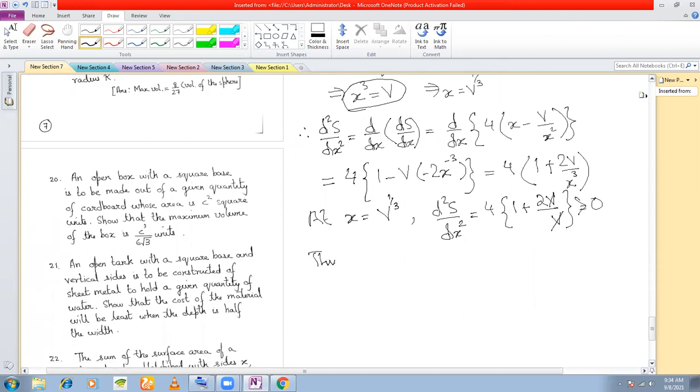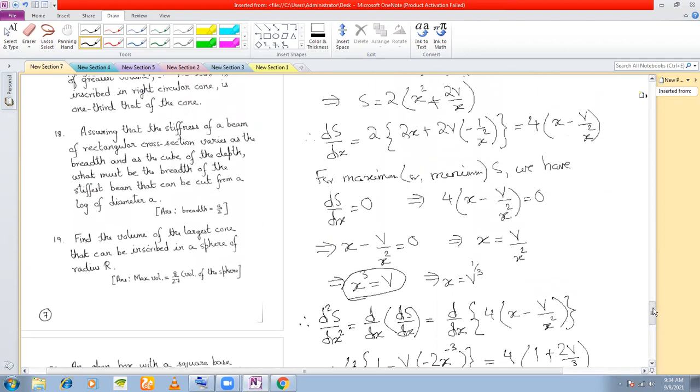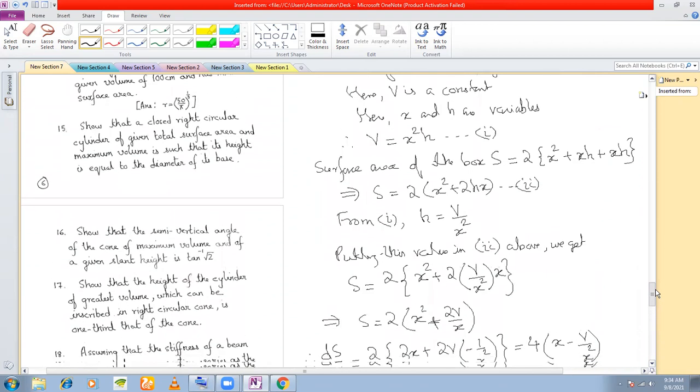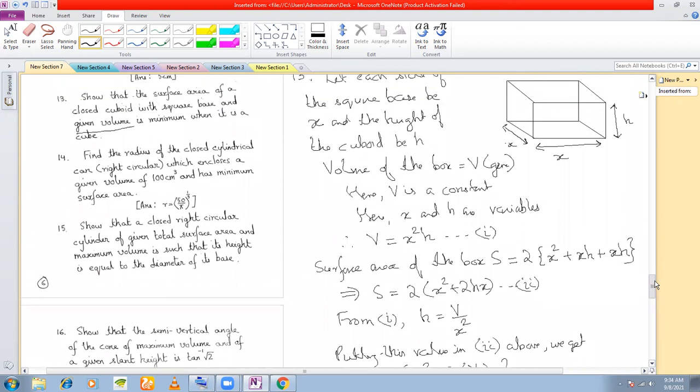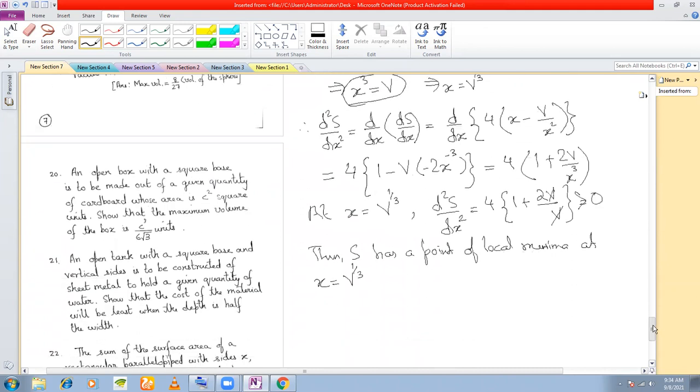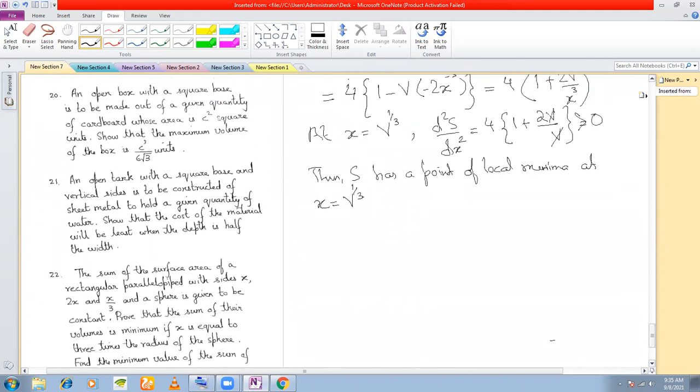So thus S has a point of local minima at X equal to V to the power of 1 by 3. And what is the question here? Once we have found the local minima, the question is to show that the surface area of a closed cuboid with square base and given volume is minimum when it is a cube. That means you have to find all the dimensions of the cuboid. So length and breadth you have got here, right?